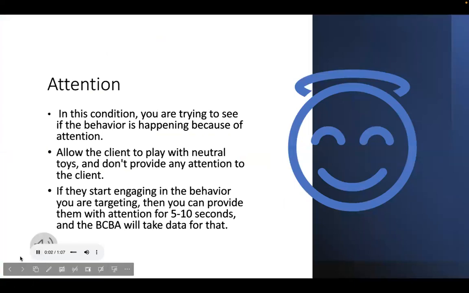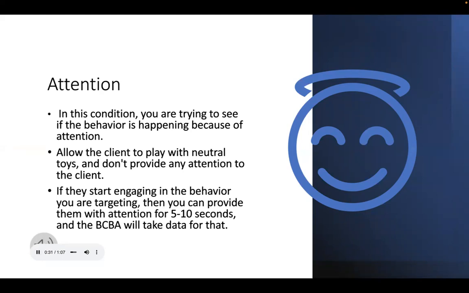Attention. In this condition, you're trying to see if the behavior is happening because of attention. Allow the client to play with neutral toys and don't provide any attention to the client. If they start engaging in the behavior you are targeting, then you can provide them with attention for 5 to 10 seconds, and the BCBA will take data for that. I know it sounds bad because you're reinforcing the behavior.